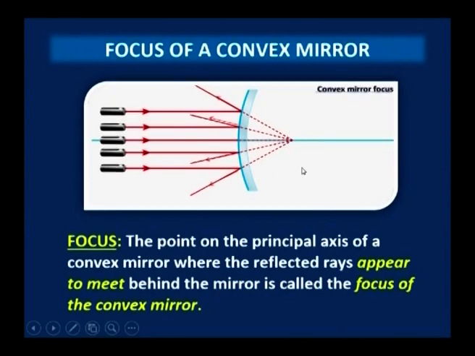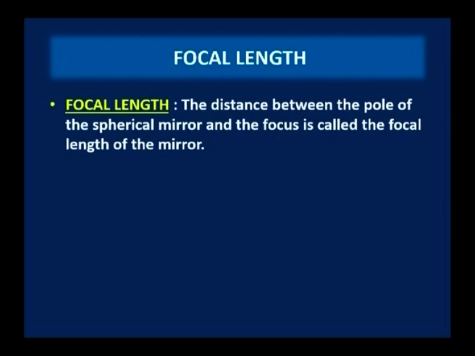Let us understand what the focal length is. The focal length is the distance between the pole of the spherical mirror and the focus. The distance between the pole of the spherical mirror and the focus, that is where the image was formed, is called the focal length of the mirror. This is applicable to both concave and convex mirrors.